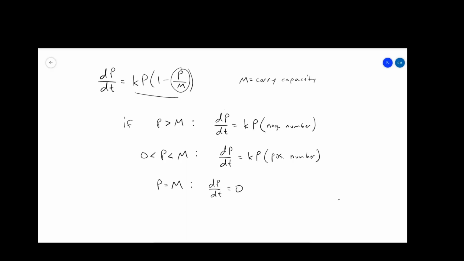Well, what happens when the derivative is 0? You just have a constant population, right? Constant population. And so that, in fact, is called an equilibrium solution to a differential equation. That is, if the population is exactly at the carrying capacity, you won't have any growth and you won't have any decay. And so it just remains constant for all time.